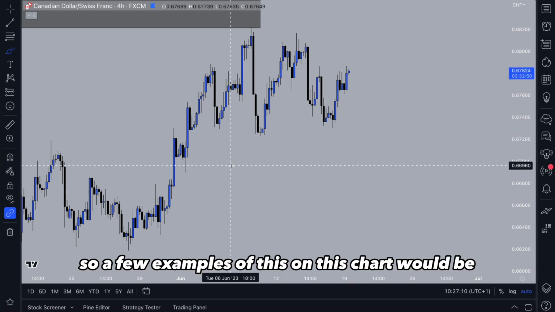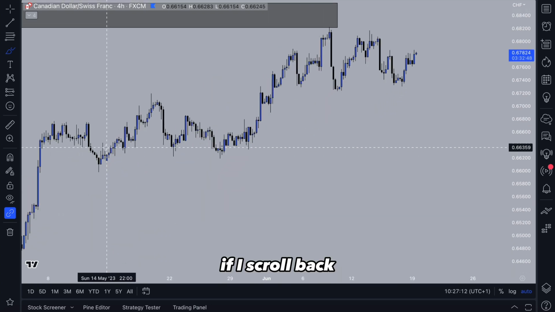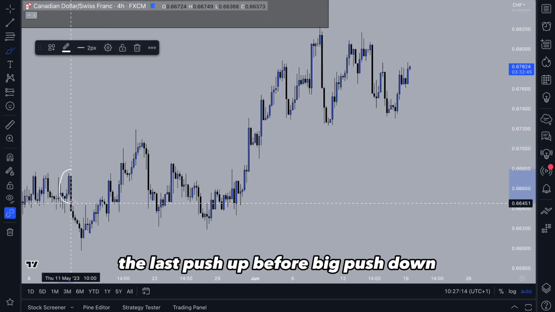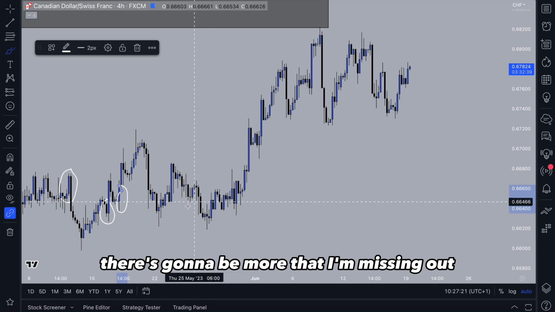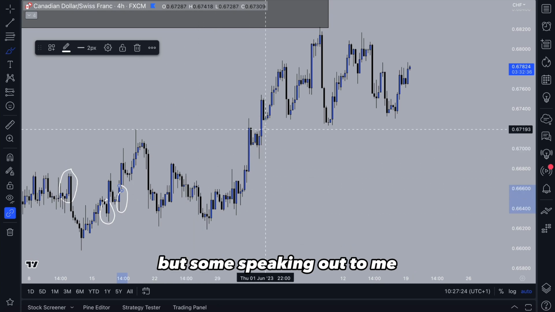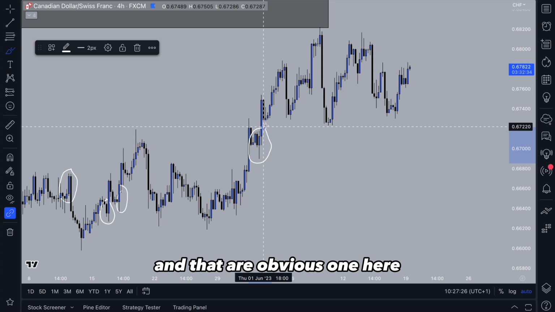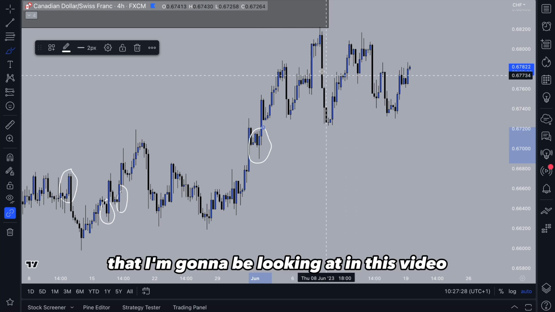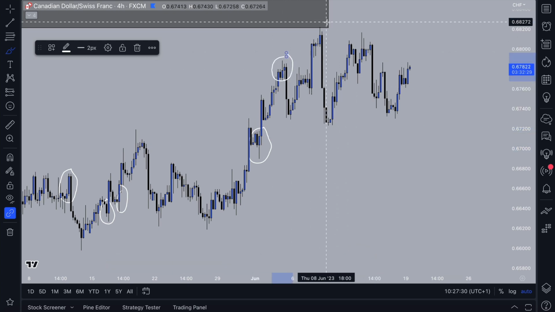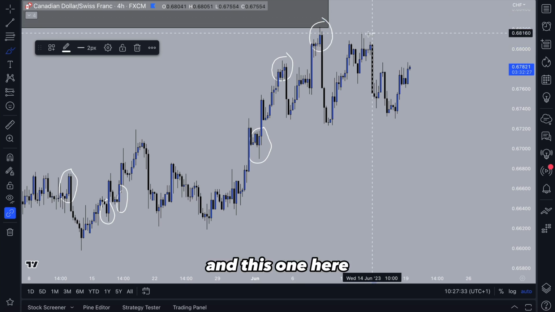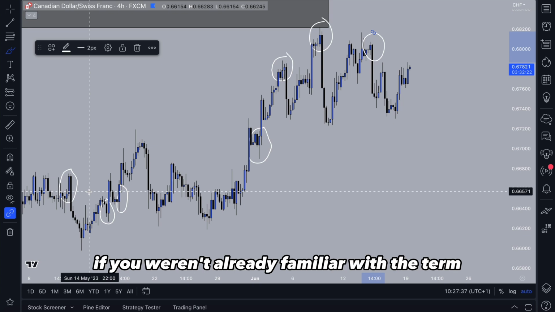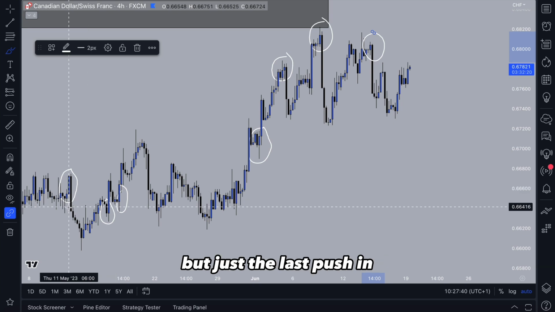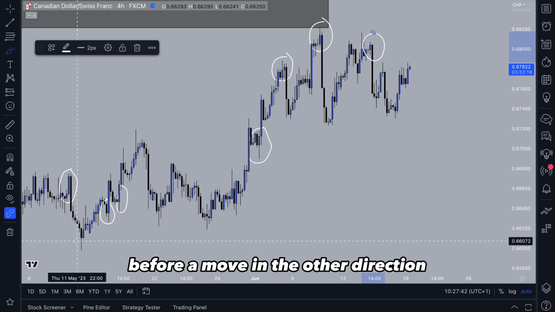This is the basic idea of what an order block is. A few examples of this on this chart would be, if I scroll back, you can see an order block here, the last push up before a big push down. See here, last push down before push up. Again here. There's going to be more that I'm missing out, but just some that are speaking out to me and they're obvious. One here, and then the three that I'm going to be looking at in this video are this one here, and this one here. So hopefully that gives you a better idea if you weren't already familiar with the term: just the last push in one direction before a move in the other direction.